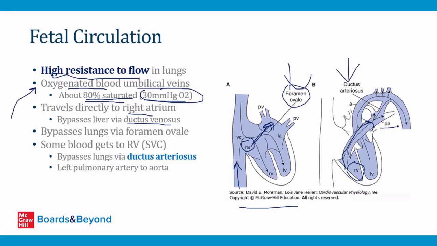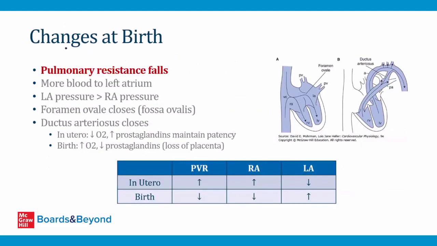It connects the pulmonary artery here to the aorta right here, and it lets more blood bypass the lungs. So we've got two structures, the foramen ovale and the ductus arteriosus, allowing blood to bypass those lungs where there's very high resistance to flow. So all that circulation I described in the last slide is going to continue until the time of birth.